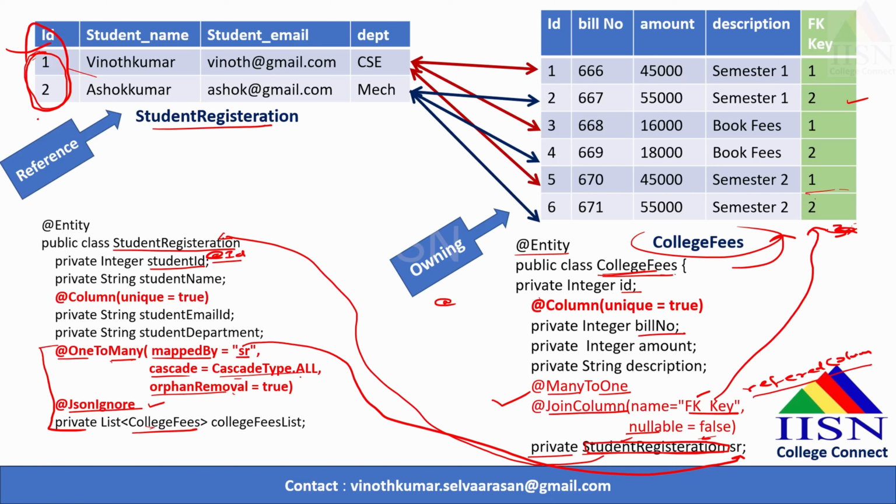As I already told, one student registration is going to be mapped with many student records. So we are going to use OneToMany, meaning many records are going to be there. So we are going to use List, then CollegeFees, then collegeList. This CollegeFees is nothing but the entity name. So hopefully you understand what is one to many. Now we are going to see the implementation part. Let's see how to implement this one to many in IntelliJ.